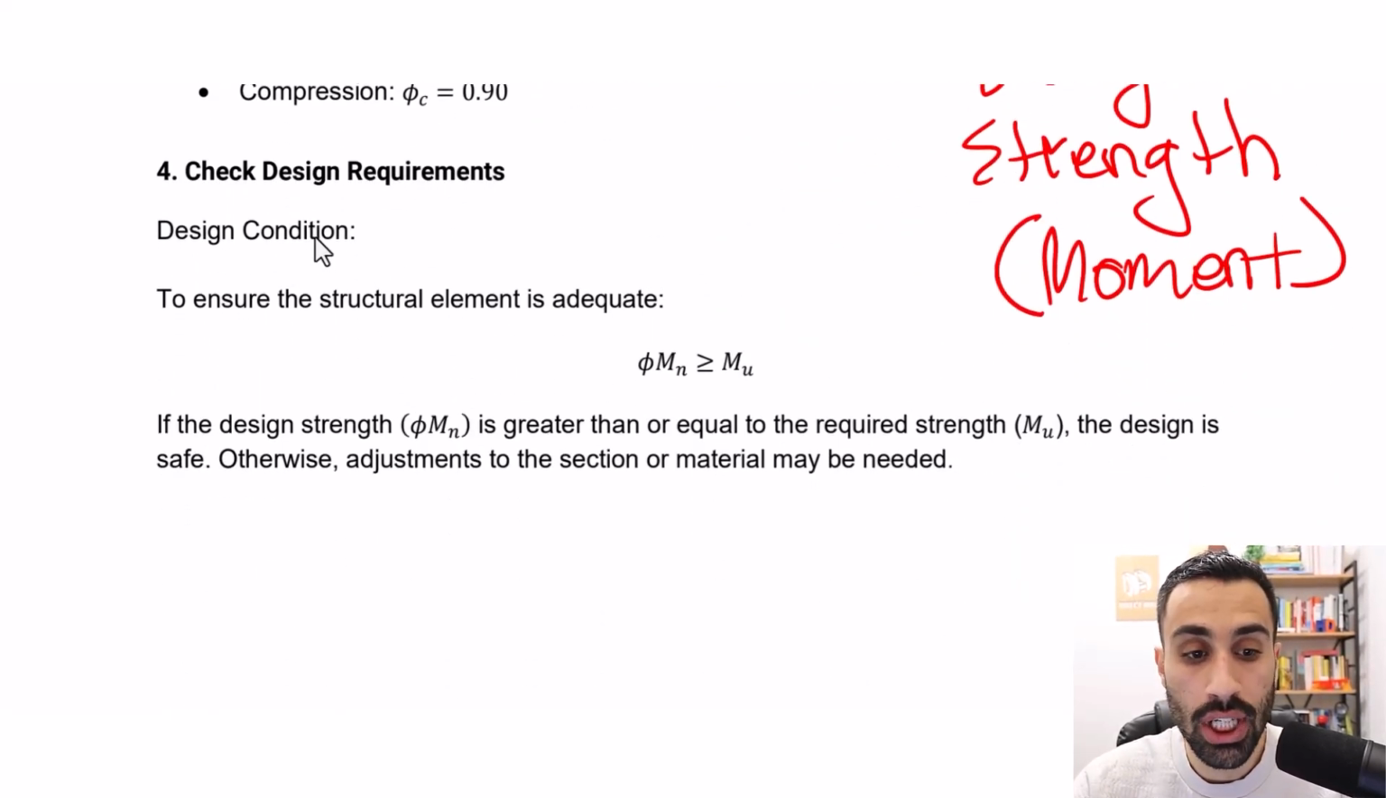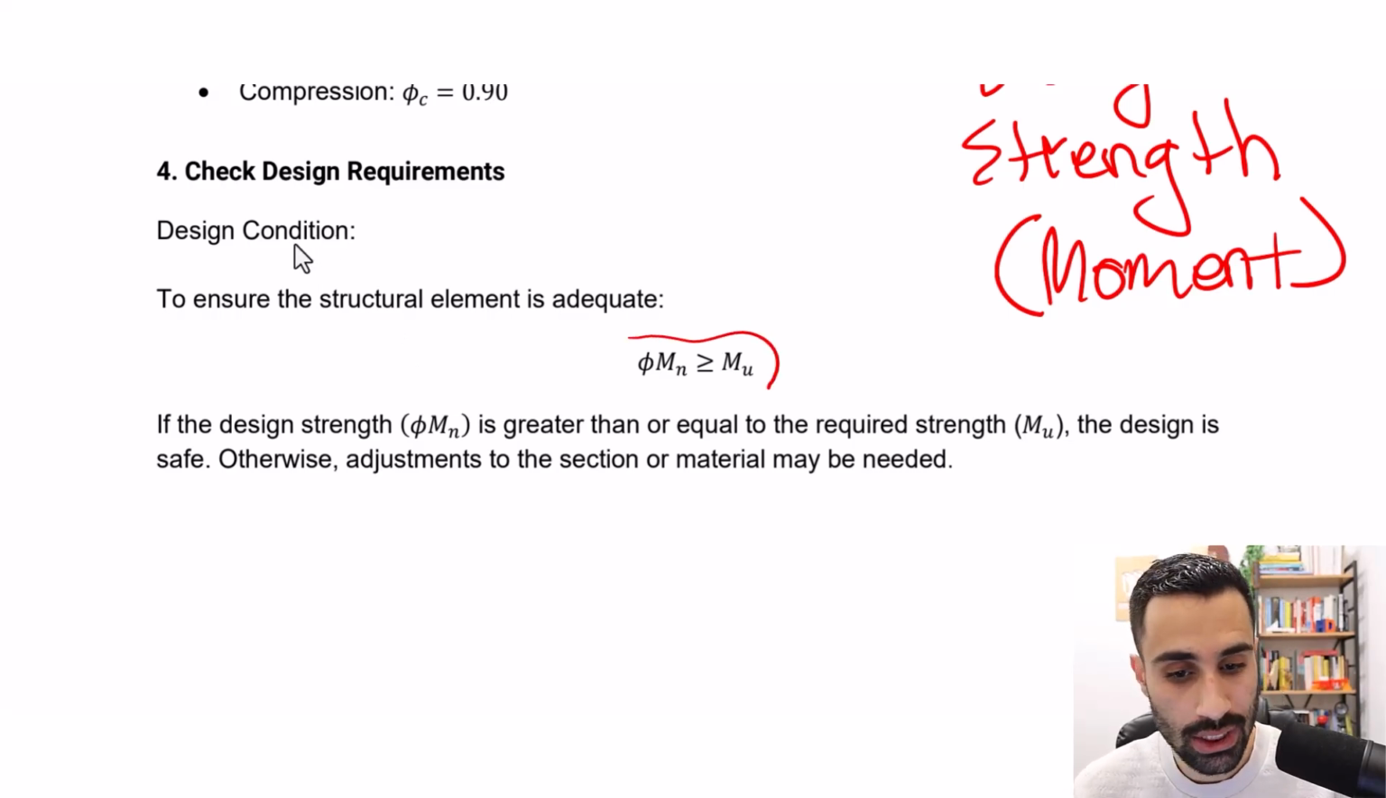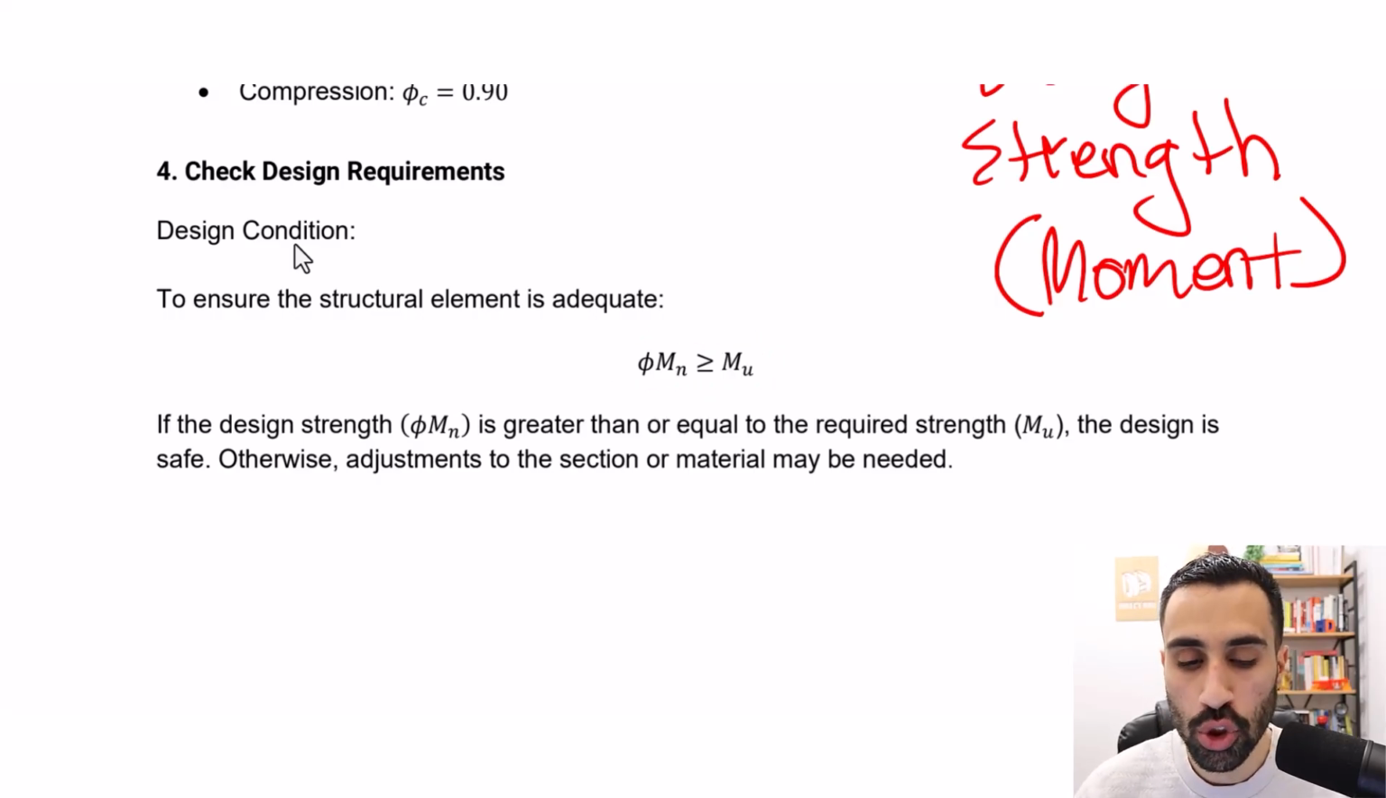Now, that was step 3. Step 4 is going to be check the design requirement. This is important. Design condition must be satisfied here. It's always this. Always. Write this down in your equation sheet. Ensure the structural element is adequate. So we want the design strength that we did reduce with the resistance factor.